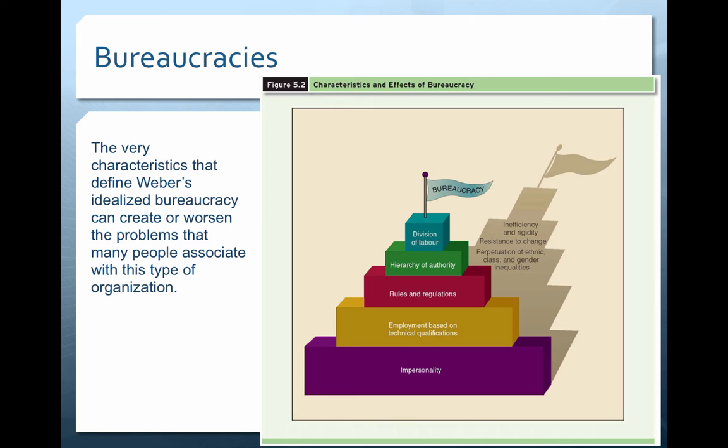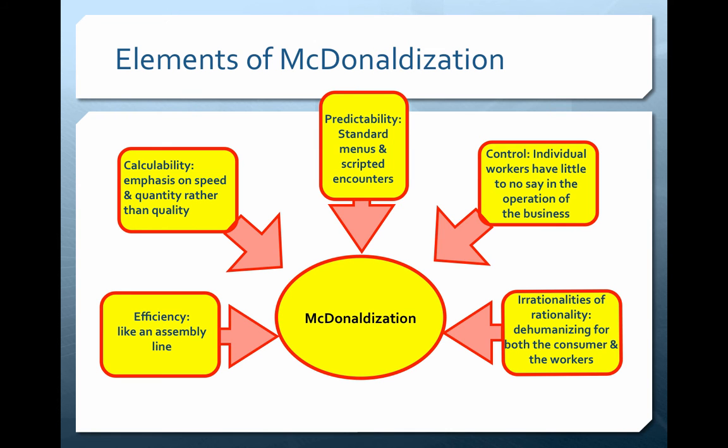Now, one of the things that was built off of Weber's characteristics of bureaucracy was something that was introduced as the elements of McDonaldization. I'm trying to remember the guy's name. I think it was Ritzer, where he looked at McDonaldization as a process by which the principles of the fast food restaurant are coming to be dominant in more and more sectors of American society. And this is Ritzer who was indicating this.